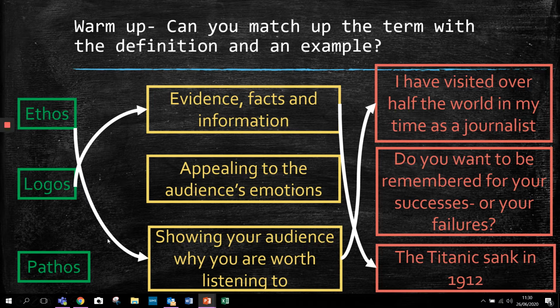So, finally, pathos. Pathos, I have no easy way of remembering it. It's quite simply the one that's not the other two, and that is emotion. Appealing to the audience's emotion. And we know that that one is, do you want to be remembered for your successes or your failures? It's very similar to something that Leonardo DiCaprio mentioned in the speech that we looked at last week. It's appealing to the audience's emotions. It's making them feel something. It doesn't always have to be sad or angry. It could be something very positive. It could be something like happiness or humor.